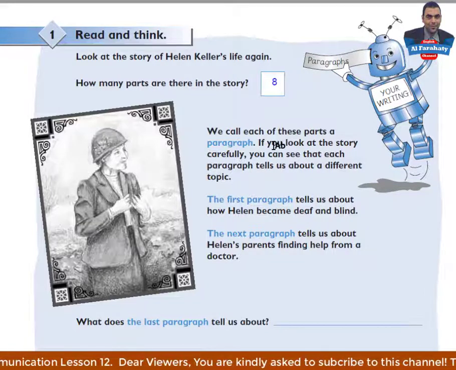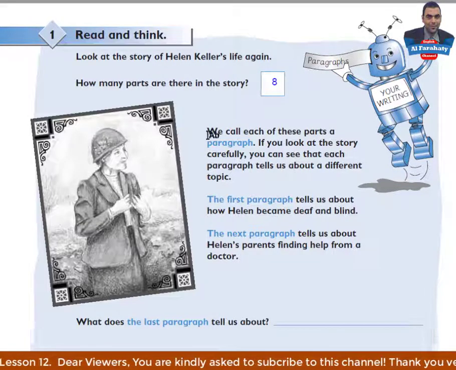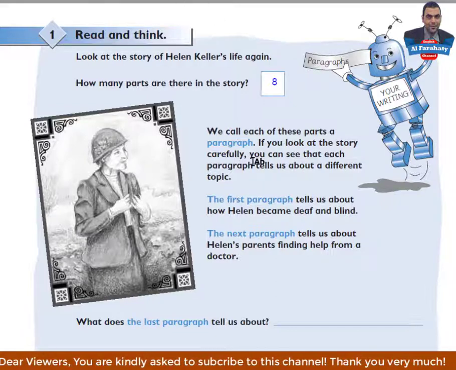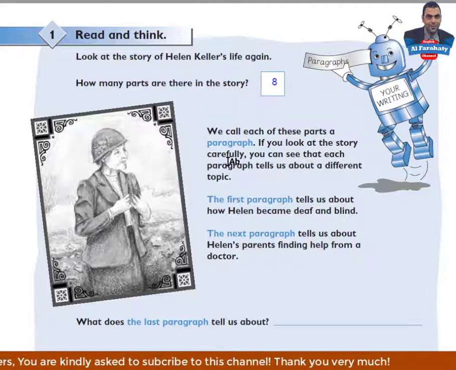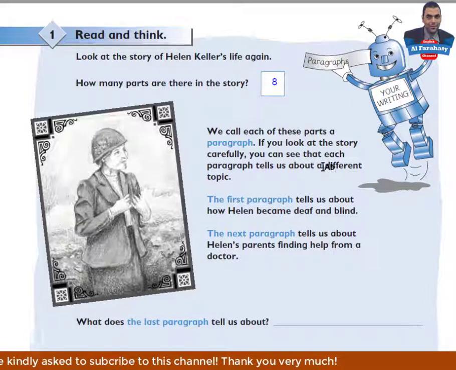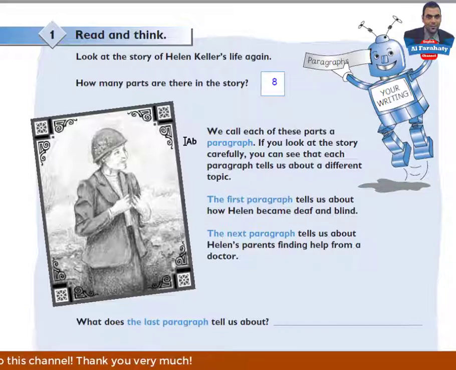We call each of these parts a paragraph. If you look at the story carefully, you can see that each paragraph tells us about a different topic. The first paragraph tells us about how Helen became deaf and blind. The next paragraph tells us about Helen's parents finding help from a doctor.